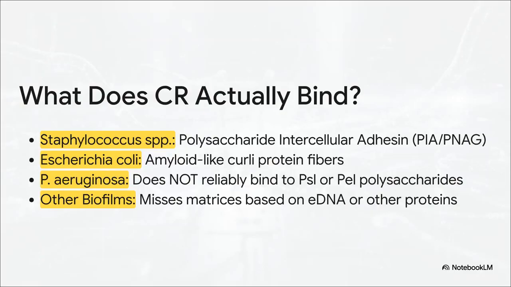This right here shows you just how picky it is. For staph, it's looking for one specific thing, a polysaccharide called PIA. For E. coli, it's looking for something totally different, these protein fibers called curli. But then you get to a major player like Pseudomonas aeruginosa, an expert biofilm former. Its matrix is built out of PSL and PEL polysaccharides, and Congo red just doesn't care. It ignores them. And what about biofilms held together by extracellular DNA? The test is completely blind to those too. So if a bug builds its house with the wrong materials, the CRA test tells you there's no house at all.